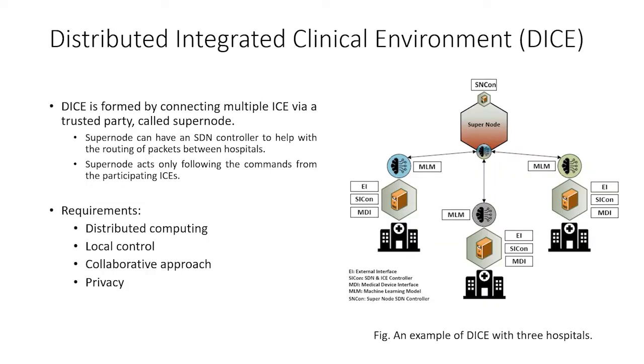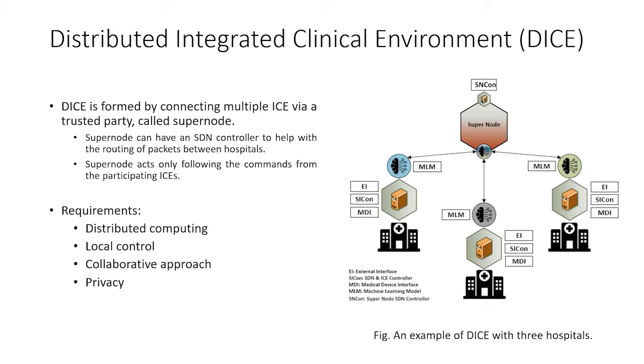Multiple ICE need collaborations, for example, training the machine learning algorithm with more data and performance. Now the question is how to connect them. So in this regard, we proposed to connect these ICE through the supernode. Supernode is connected to the ICE via the external interface, and by default, neither does the supernode interfere with the decisions made by the local SDN controller, nor does it see, collect or transfer data of the connected ICE without data approvals.